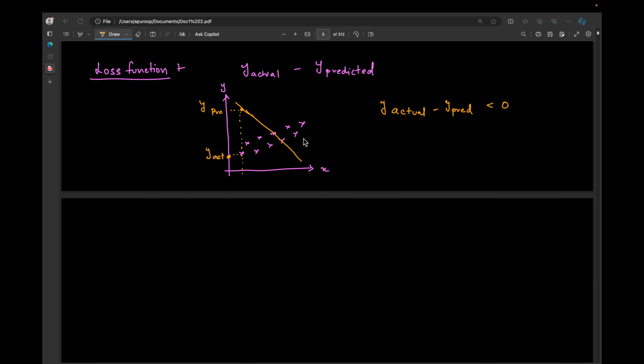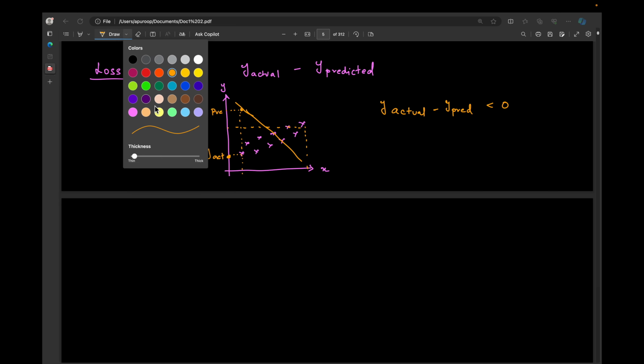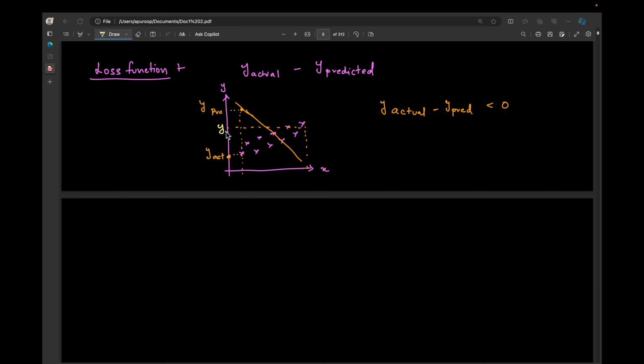And similarly, for this point, if we compare this point's actual value, this point's actual value is over here. And this point's predicted value, where is it? So this point's predicted value is very near to 0. So this is predicted. So in this case, what is y actual minus y predicted? It is greater than 0.